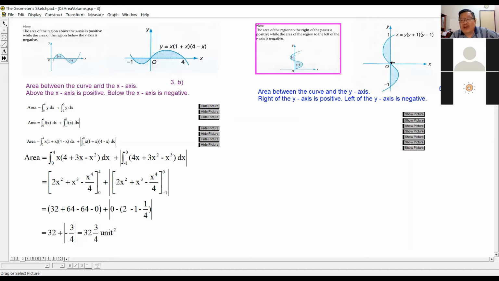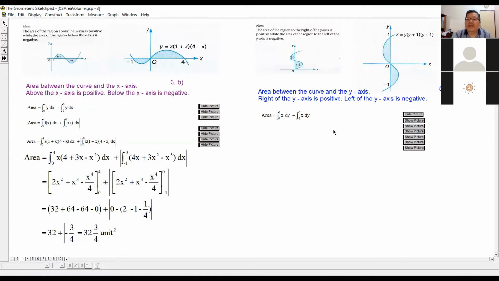Then another one from 0 to 1. Although it is from 0 to 1, the area is on the left of the y-axis. On the left-hand side, it will be negative. The area will be negative. So knowing it, we should know where to put the modulus sign.